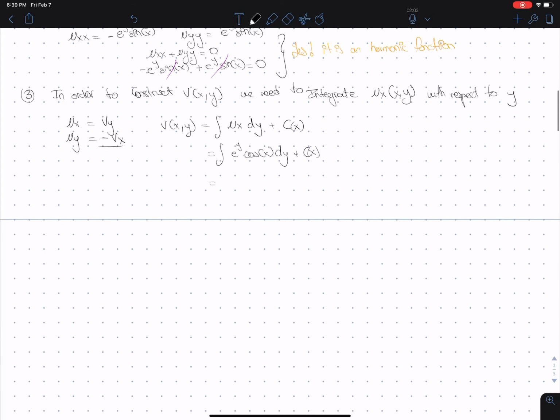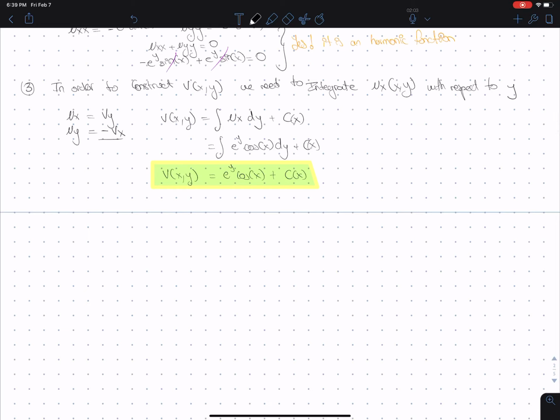Since we know that, with respect to y, it's going to be equal to e to the y cosine of x plus c of x. It's going to be equal to my b of x and y. Okay, we get this term.